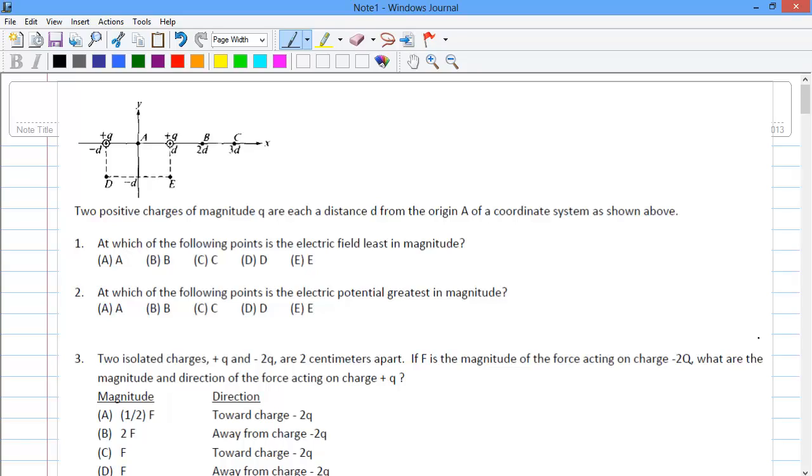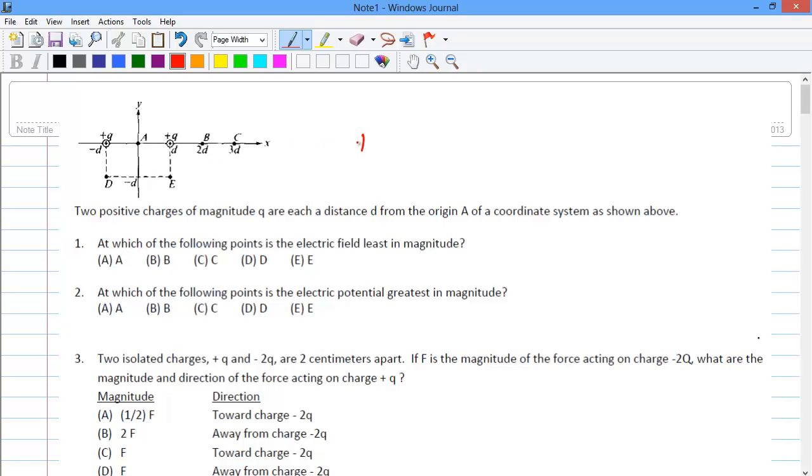Hello, let's walk through the pretest. Number one, it's talking about this diagram here. It says two positive charges of magnitude q are each a distance d from origin A of a coordinate system as shown above. Now, at which of the following points is the electric field least in magnitude?